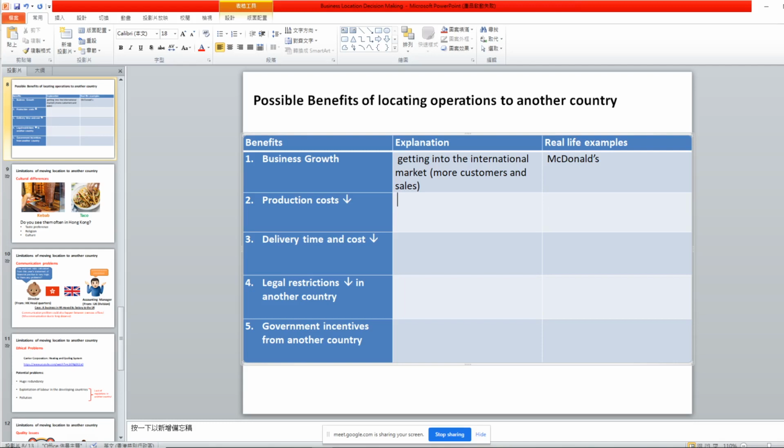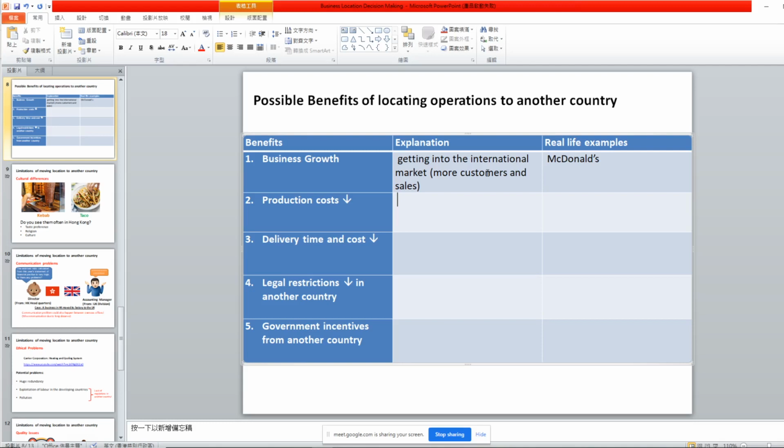Right, that's nice. Cost of factors of production may be lower in other countries. Yeah, more natural resources, lower wages, and that is correct. And also, Chloe, economies of scale, that is also correct. But when we talk about economies of scale, it's because now we are getting into a bigger market, so our output is getting higher and higher. So you still remember economies of scale?